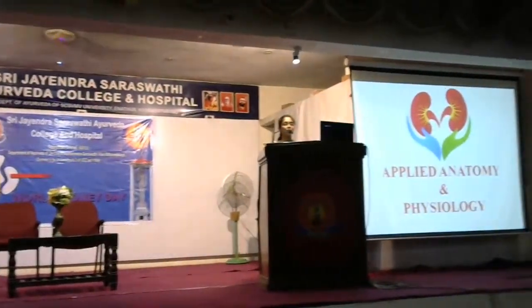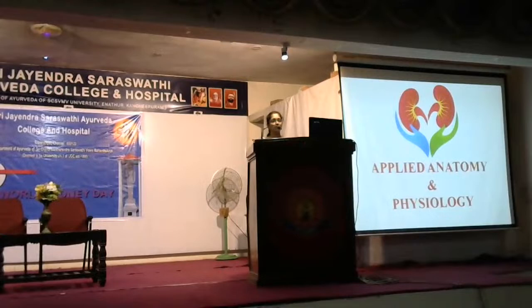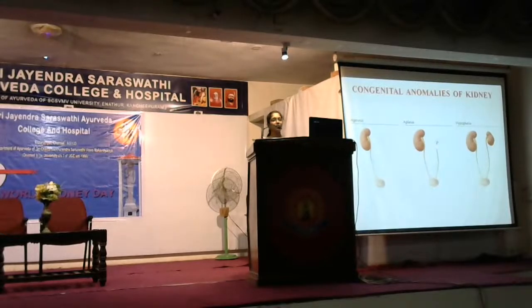So now let's move on to the applied anatomy and physiology. From here on, we look into some of the diseases related to the kidney. We'll start with the congenital anomalies. As you can see, agenesis is the first condition wherein there is complete absence of one kidney, which is found in embryos. Then there is aplasia, that is, one kidney among the two stops growing in its very primitive form.